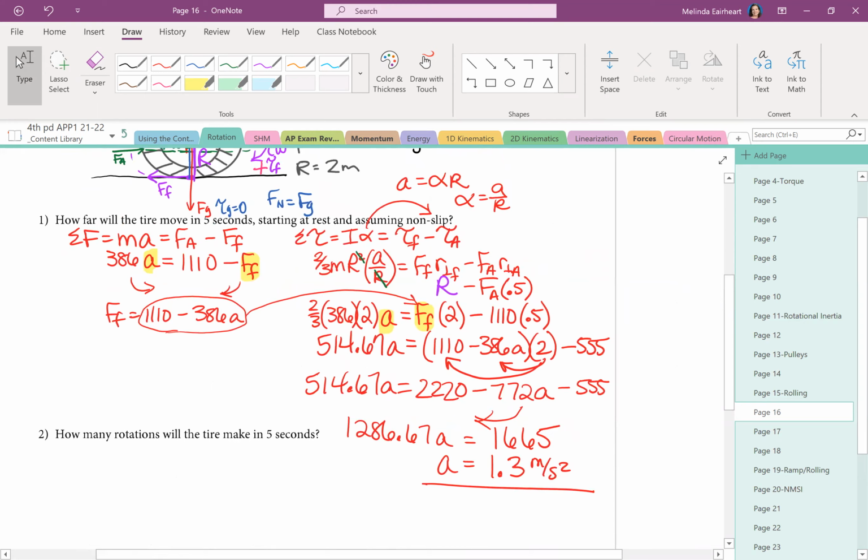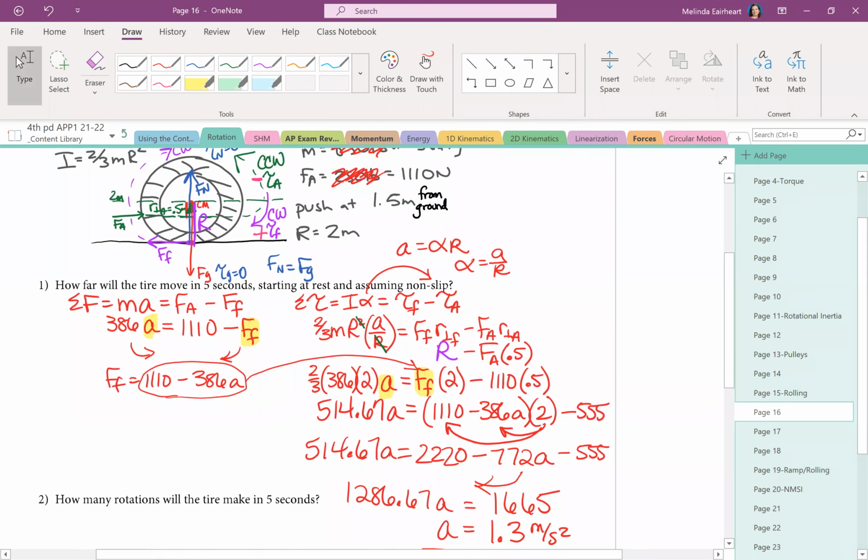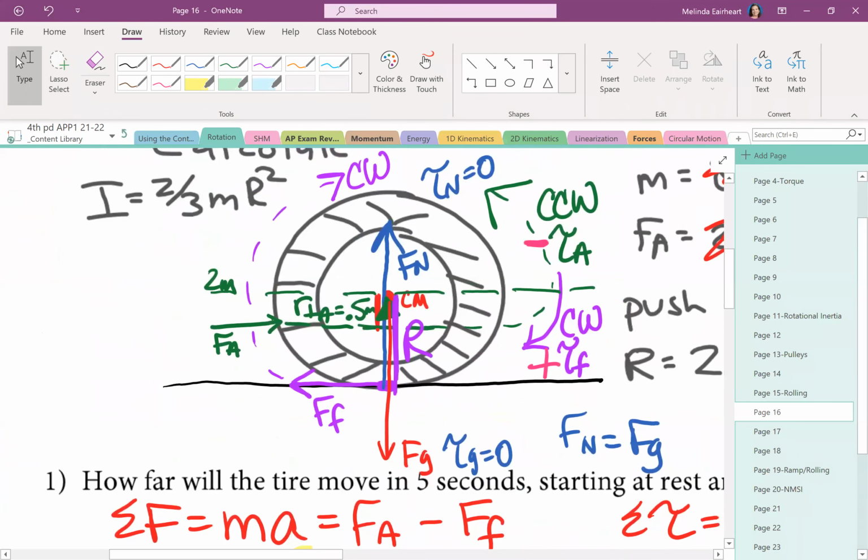So they said you push at 1.5. You're not pushing at the center. You're not pushing at the top. And just so we had to pick somewhere, what is that 1.5 from? I said from the ground, because usually in most problems, the ground is 0. So R for the applied force is from your axis of rotation to that line of force. And so the lever arm for the applied force would just be 0.5. Does that make sense? Okay.